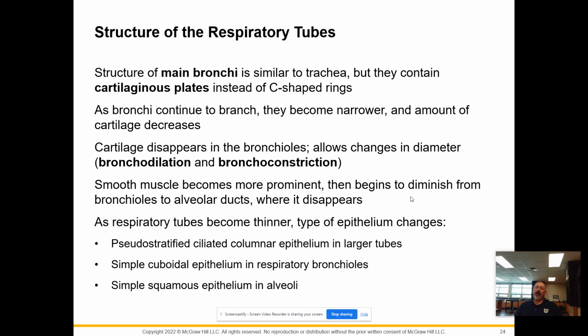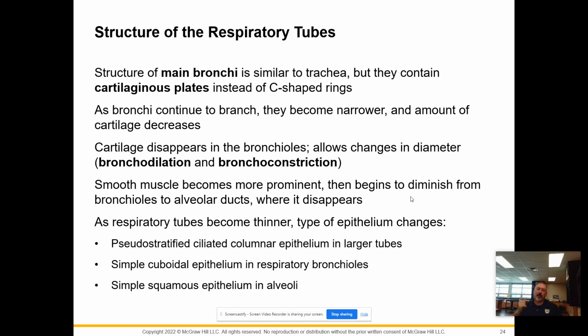So the structure of the main bronchi is similar to a trachea, but they contain cartilaginous plates instead of the C-shaped rings. As bronchi continue to branch, they become narrow, and the amount of cartilage decreases. Cartilage disappears in the bronchioles, allowing for changes in diameter, like bronchodilation and bronchoconstriction. Think of a person that's having an asthmatic attack and how they feel like they just can't breathe. They have bronchial constriction. So the bronchioles, those tubes, can change their diameter, and so now less airflow can move through.